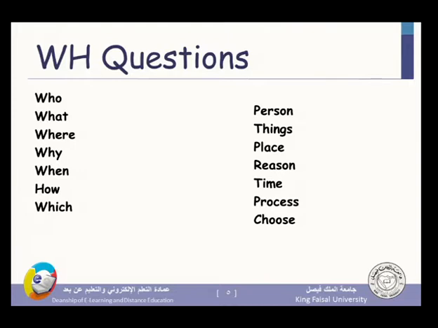If I want to ask about a person, who is to be used. If I want to ask about things, what is to be used. If I want to ask about place, where. If I want to ask about a reason, why. If I want to ask about time, when. If I want to ask about a process, how it takes place, how is used. And if I want to choose between different things, which is to be used.